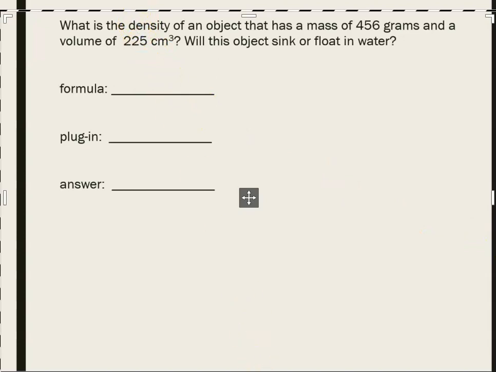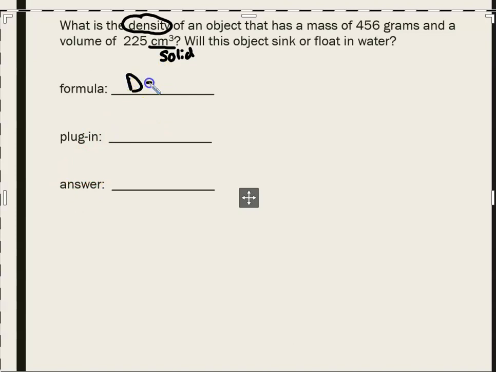Okay, so the question says, what is the density of our object that has a mass of 456 grams and a volume of 225 centimeters cubed? Because it's centimeters cubed, we know this thing is a solid. And we're going to decide whether this thing would sink or float. This is how I want you to set these problems up. You're going to write the formula you're using, plug in with your correct units, and give the answer in the correct unit and significant figures.